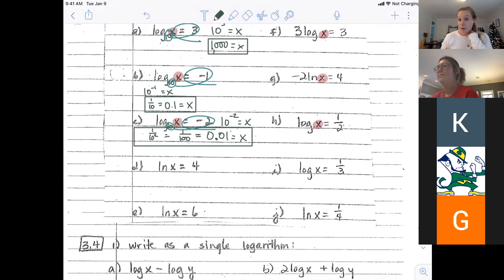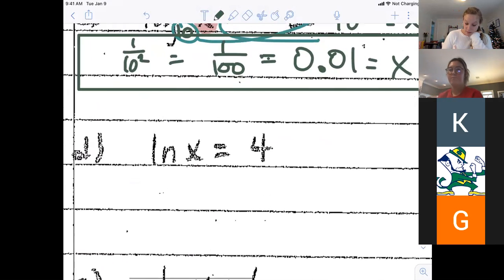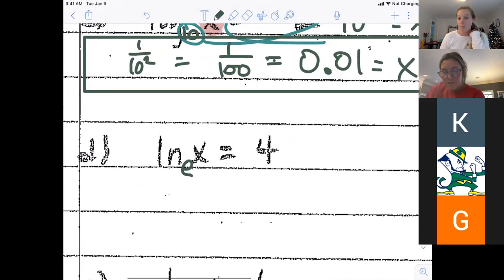Yes. Now we're about to switch it up though, because do you see how the next one says ln? That means its base is e. Okay. Log is the 10 and ln is the e. Got it. Thank you. Log without any base is a 10, and ln has a base of e.